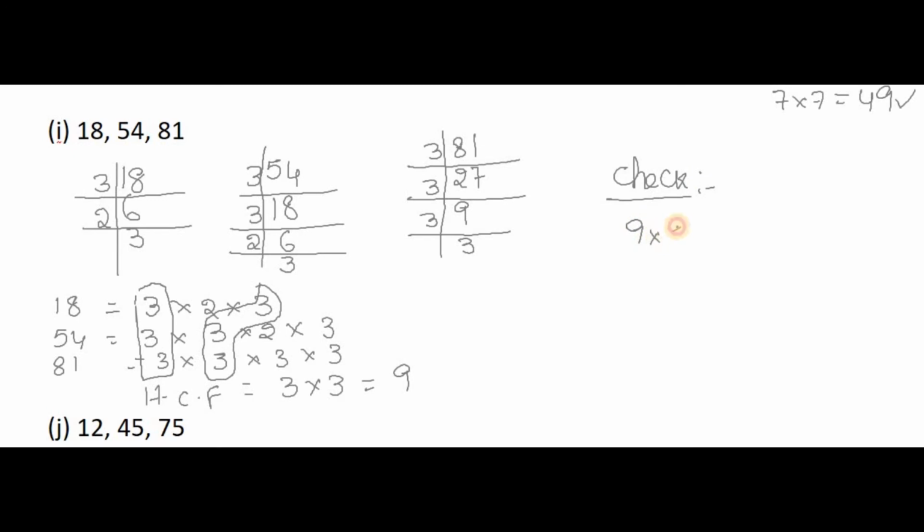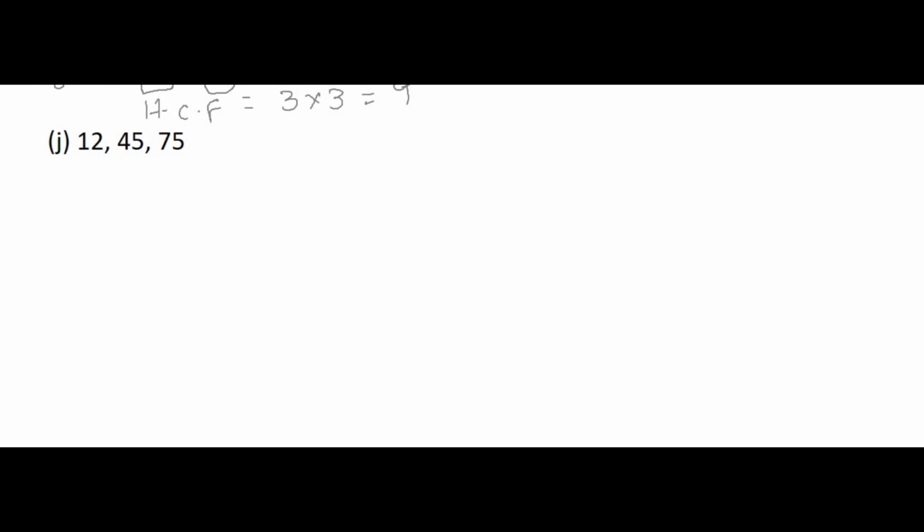In the 9 table, when you get 18, 9 2s are 18. When you get 54, 9 6s are 54. When you get 81, 9 9s are 81. Means whatever answer you did is correct. And now we'll move on to the last question, that is 12, 45 and 75.